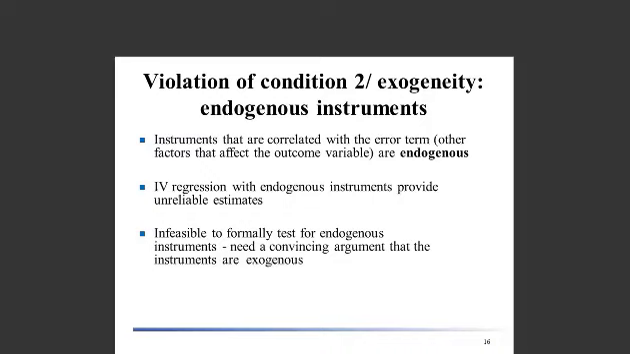If there's a violation of condition 2, exogeneity, we would end up with endogenous instruments. Instruments that are correlated with the error term are endogenous. IV regression with endogenous instruments provides unreliable estimates. And unlike condition 1, where we could do a statistical test, this condition can't be formally tested. So we definitely need a convincing argument that instruments are exogenous anytime that we're using instrumental variables.